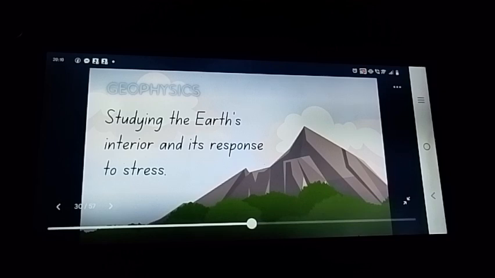Here's how the Earth's interior responds to stress: lithosphere, asthenosphere, and lower mantle and core. Understanding the Earth's interior is crucial for understanding the processes that shape our planet. By studying seismic waves, gravity, magnetic fields, and meteorites, and conducting laboratory experiments, geologists are constantly learning more about the hidden world beneath our feet.